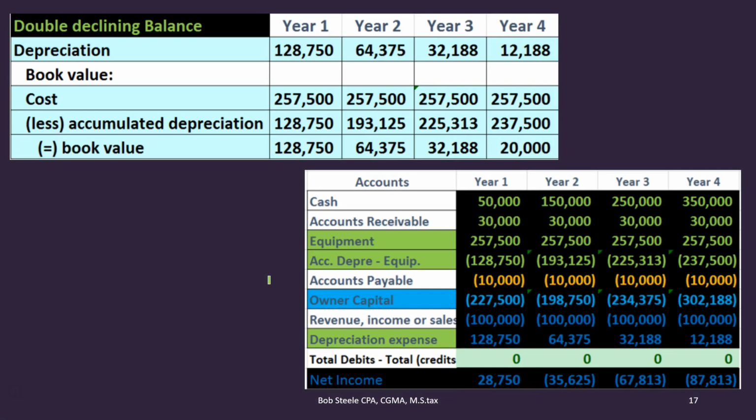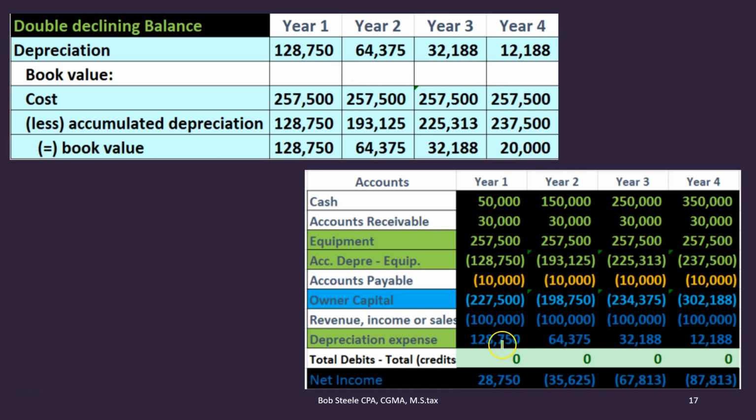If we look at the comparison, then we can see year 1, year 2, year 3, year 4. We can see that the cost is the same all the way across, whether we do it in our calculation method here or within the trial balance. We can see that the accumulated depreciation is going up not in a straight fashion. It's going up at basically a decreasing rate. Why? Because we front-loaded the depreciation. So a lot more depreciation happened in year 1 than in year 4.